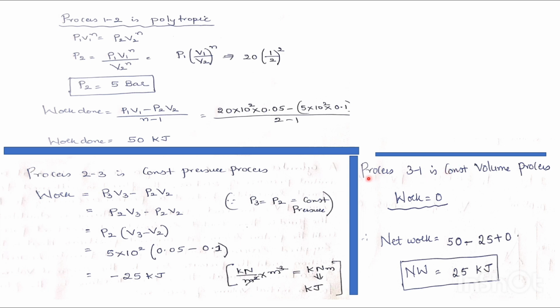Now the last process, process 3 to 1, is the constant volume process. As I have already told you, for a constant volume process, work done W is equal to 0. So now the net work done during the entire process is 50 kJ plus minus 25 plus 0. So the net work done during the entire process is 25 kJ.